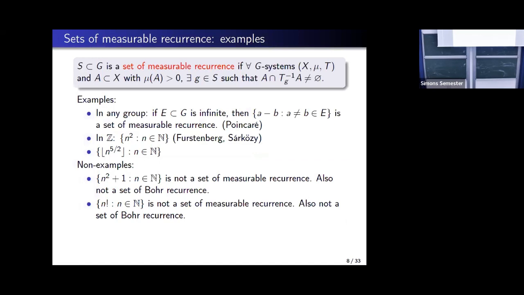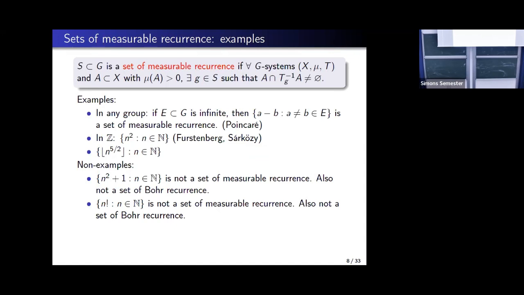Okay, let's look at a couple of examples just for fun. So that's just the definition of measurable recurrence again. And so if you have an infinite set, then if you take all the non-zero differences from that set, that forms a set of measurable recurrence. That's Poincaré's recurrence theorem.